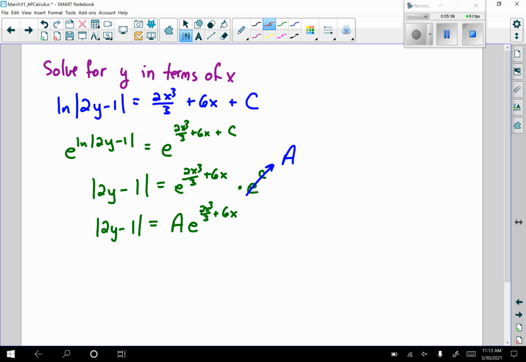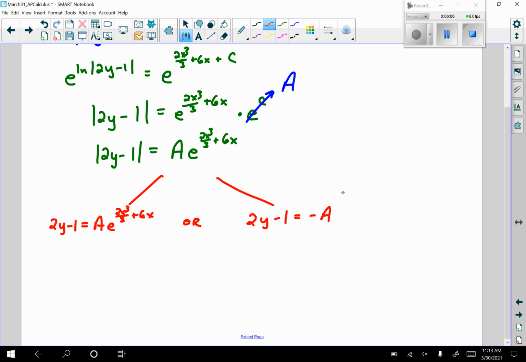So now we have an absolute value equation. So yes, it's going to expand a little further here. What this means, we go two directions from here, is that 2y minus 1 is going to equal a positive value here, a times e to the 2x cubed over 3 plus 6x, or 2y minus 1 is going to equal the opposite of this. And we do want to keep them separate.